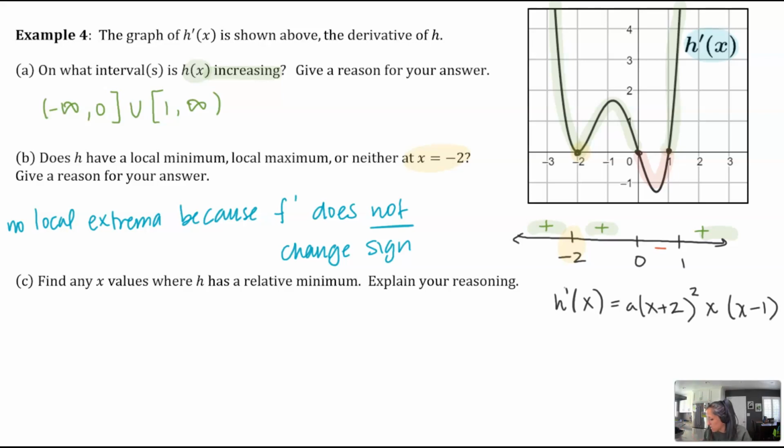All right, and then let's see, find an x value where h has a relative minimum. Explain your reasoning. So we know we have two potential candidates here, the 0 and the 1. At 0, we went from positive to negative, that's a relative maximum, and at 1 we went from negative to positive, there's my minimum. That's my key here.